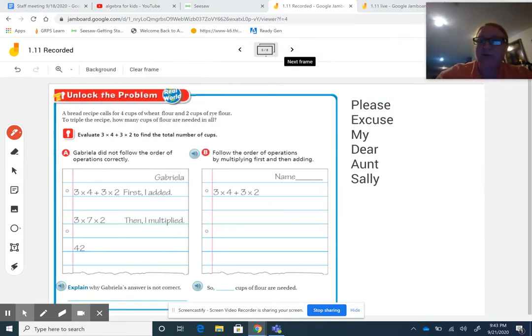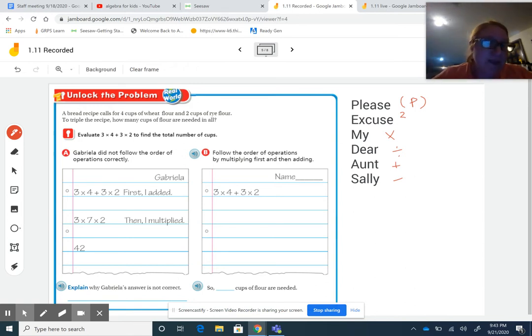All right, let's put it into practice now. You can see, please excuse my dear Aunt Sally: parentheses, exponent, multiply, divide, add, subtract. I have this on every page because I would need the help if I were a 5th grader. I still need the help, and I'm 36 years old. Put it down on your paper if you have it. Put it down on your whiteboard if you have it. I don't think there's any shame in writing it down because you're guaranteed to get it more correct than if you didn't have it.